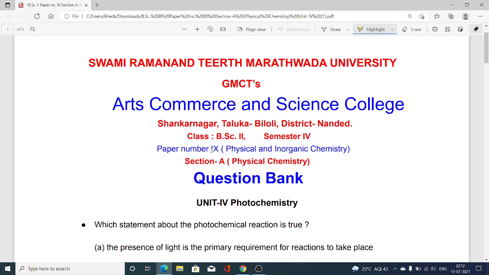paper number 9, Physical and Inorganic Chemistry, Section A, Physical Chemistry, Question Bank, or model MCQ questions to face the examination, multiple choice type of examinations. From this syllabus, I am explaining MCQs on Unit 4 from paper number 9, on photochemistry.